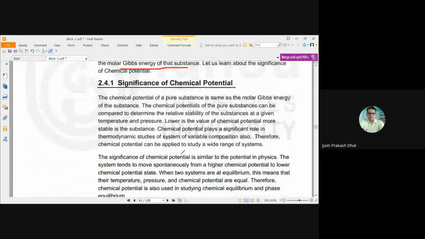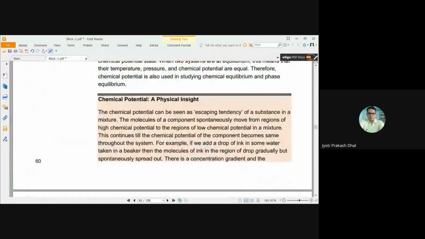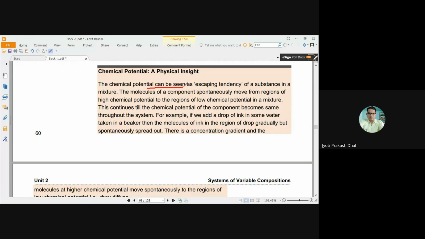Now coming to the significance of chemical potential. The chemical potential can be seen as the escaping tendency of a substance in a mixture. That means the molecules of a component spontaneously move from a region of high chemical potential to a region of low chemical potential in a mixture. The component will spontaneously move from the high chemical potential region to the low chemical potential region till the chemical potential of both regions becomes the same.